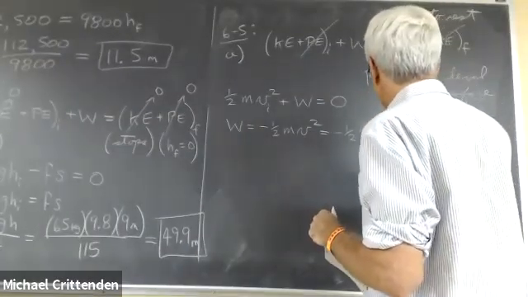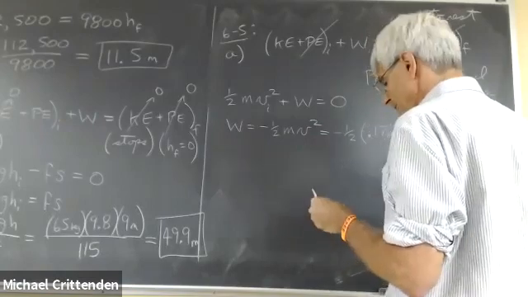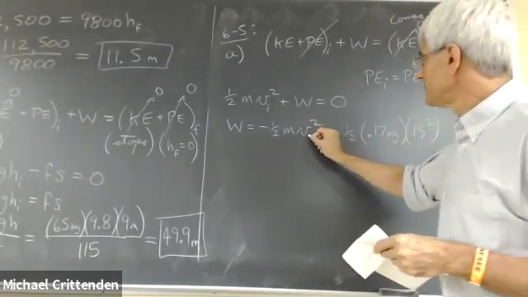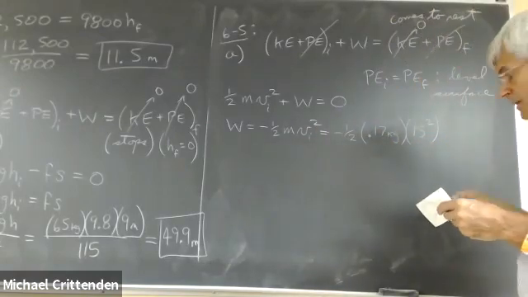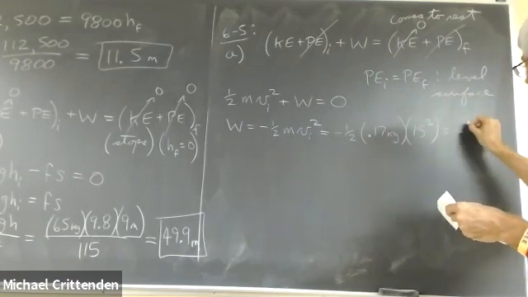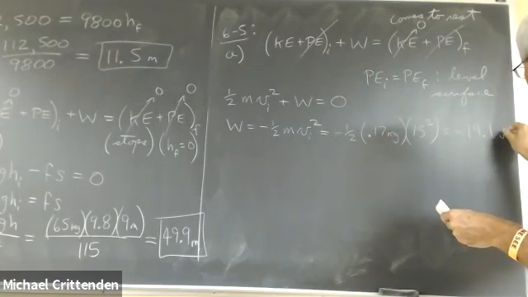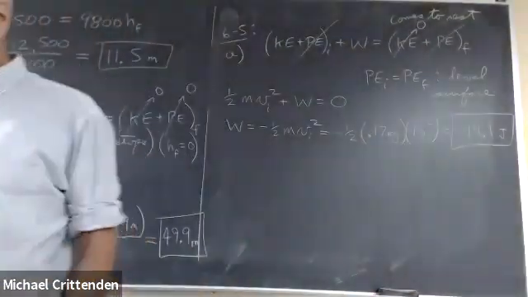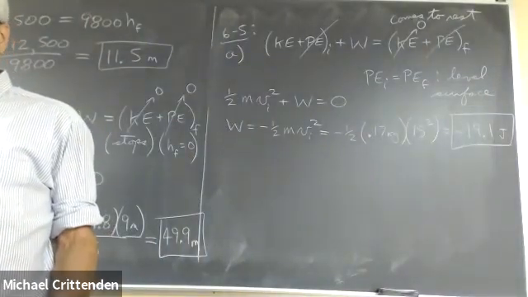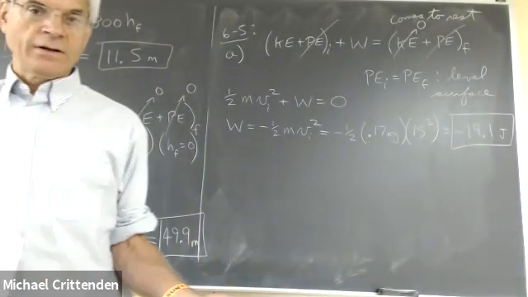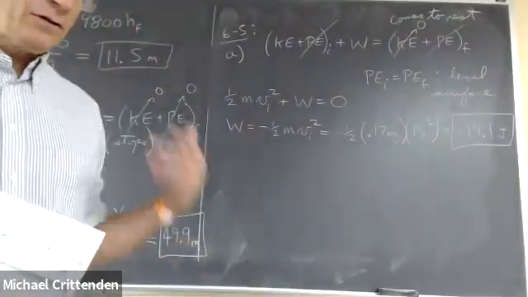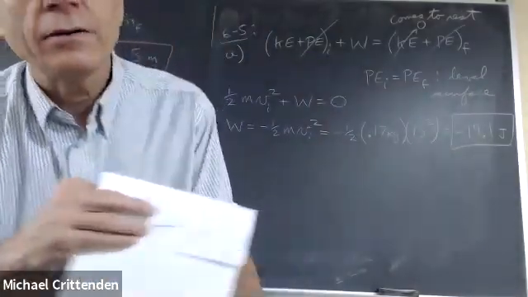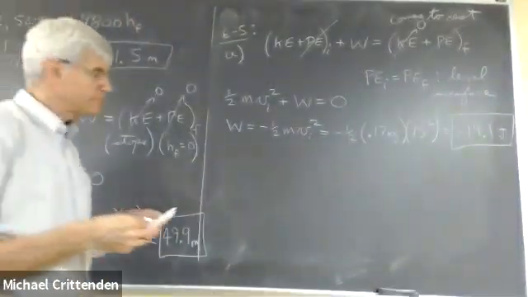0.17. It's originally going 15 meters per second. So the kinetic energy that it started with got used up as work done against friction. So the work done by friction is equal to the, well, actually the negative of the kinetic energy it started with.